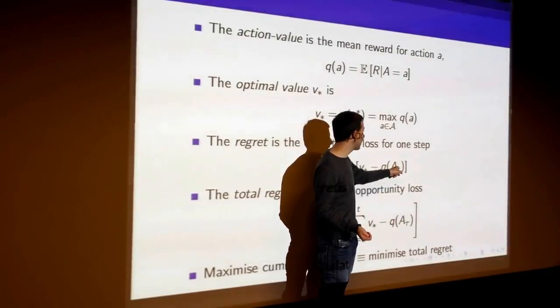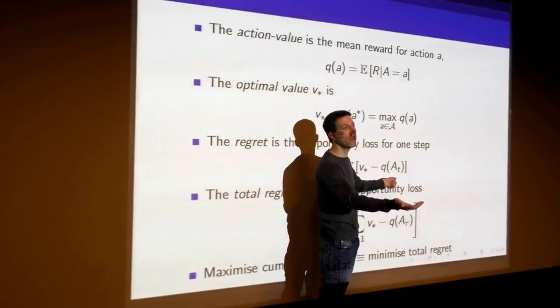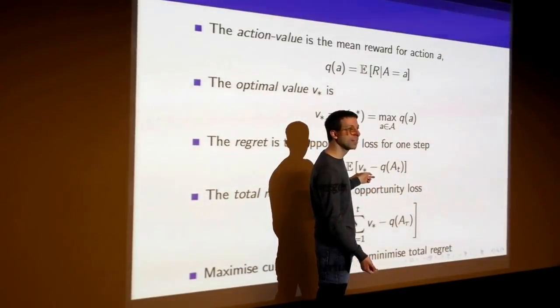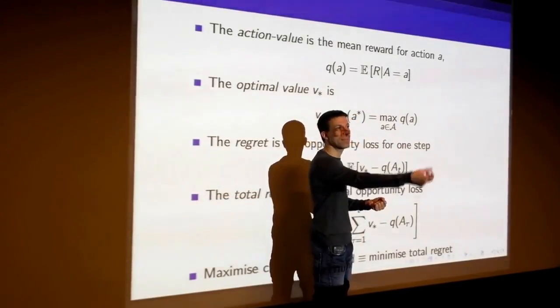So this is the payout of the action we picked at time step t. We picked something which pays out maybe 75%. We could have got 80%, so we incurred like a 5% regret for that step. We didn't pick the best machine, we picked something that was slightly suboptimal.